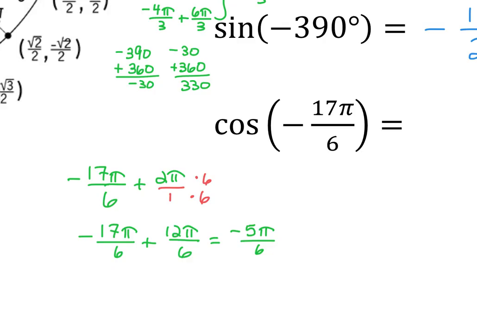And then again, you need to add negative 5 pi over 6 plus 12 pi over 6. Just keep adding 2 pi, or 12 pi over 6, and you get 7 pi over 6.